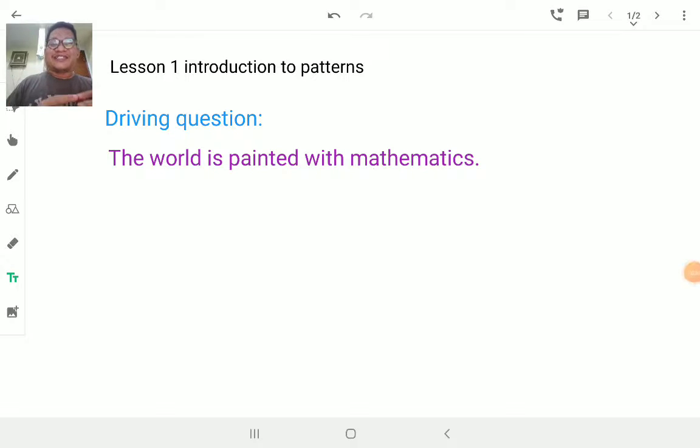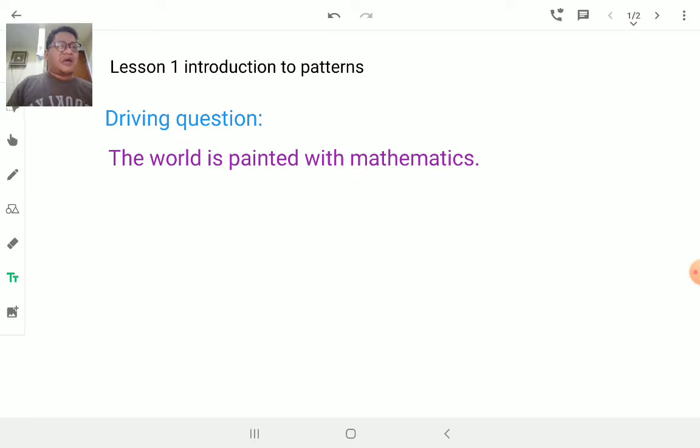Hello guys, so this is our first lesson in grade 10 mathematics, and this is all about introduction to patterns. In this lesson, our driving question is how come they say that the world is painted with mathematics? At the end of this lesson, you will be asked to write what's your idea about it. How would you explain the world is painted with mathematics? So you're going to explain briefly what it is all about. How come they say it?